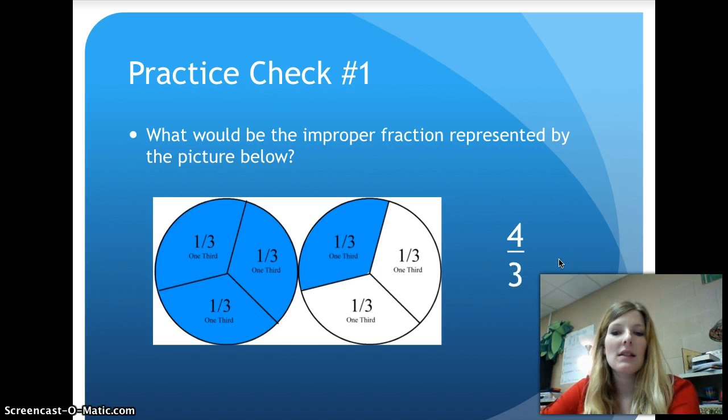The answer is 4/3. I'll show you how I got that. Each circle is divided into 1, 2, 3 pieces. 1, 2, 3. So 3 is my denominator. And then I go back and look at, well, how many pieces are shaded in? 1, 2, 3, 4. 4/3 is the correct answer.